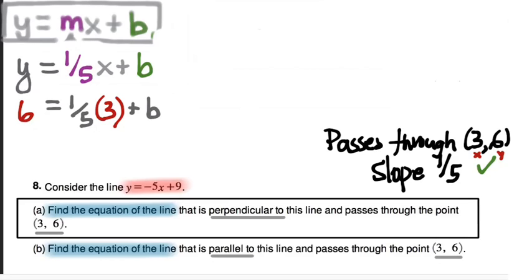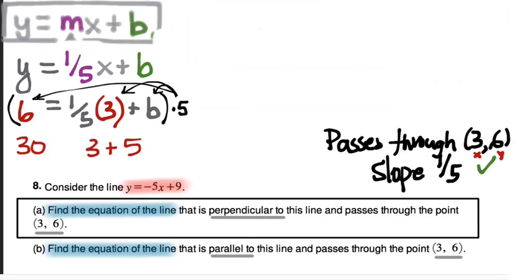I'm going to do that just by clearing denominators, just for fun, to remind you of that technique that is, again, so underused. I'm going to do that by multiplying both sides by 5. That's going to get rid of my fraction. And on the left side, I'll end up with 30. Over on this side, I'll end up with 3 plus 5b. Hope I did that right.